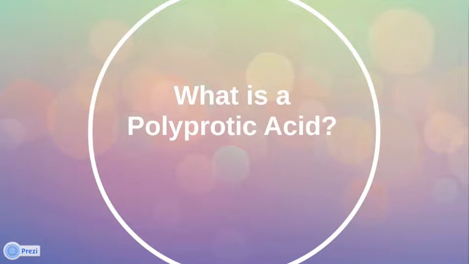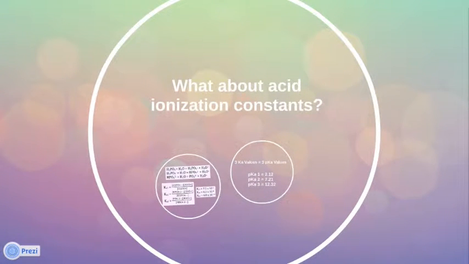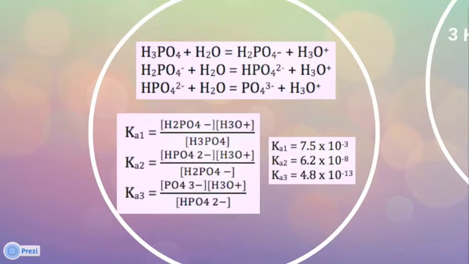A polyprotic acid is an acid that donates more than one proton to the solution it is in. Because the acid loses more than one proton, it has multiple acid ionization constants, Ka for the first proton lost, Ka for the second, and so on. For example, phosphoric acid, H3PO4, has 3 Ka values for the 3 protons it can donate.